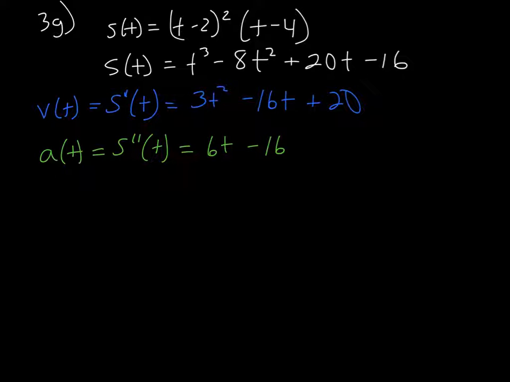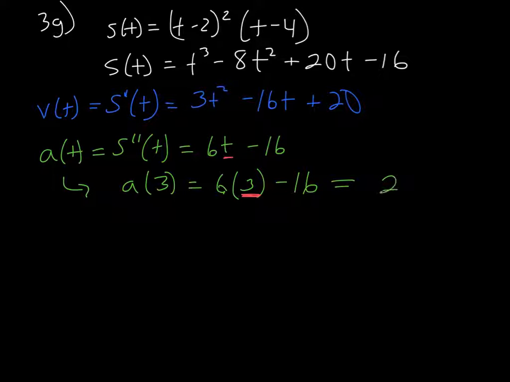So let's start with that. I've got my acceleration function right here. Acceleration at 3 is simply plug in my 3: 6 times 3 minus 16. Working that out, I get 18 minus 16, which is 2 meters per second squared. So that would have been the first part of the question.